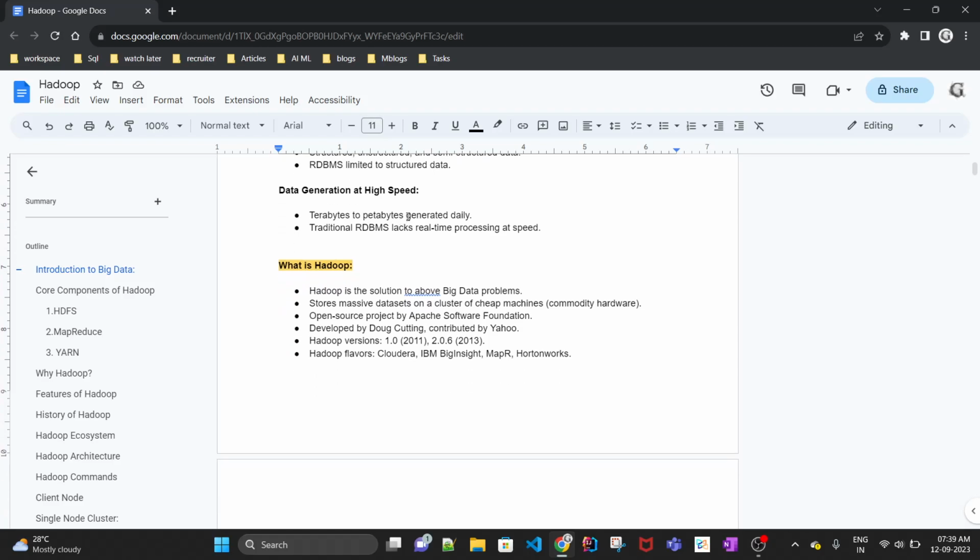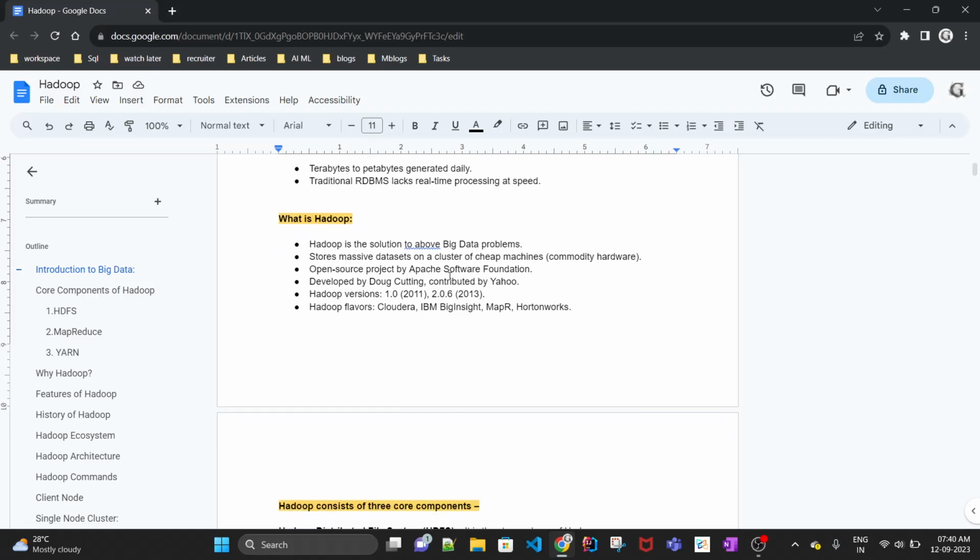Then data is getting generated at high speed, and traditional RDBMS lacks real-time processing at speed. For example, you get data, and this data goes and is stored in RDBMS. Again, you want to process that RDBMS data in real time. When you try to process that huge amount of data from RDBMS, it will take a lot of time because you have to fetch it from the disk and then perform joins. So real-time processing is not possible at high speed. That's where Hadoop comes into place.